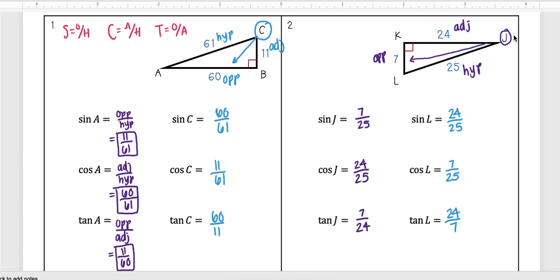Again, just to re-explain the process I went through, when I was doing all of my J's, I circled my J angle. I first looked to see which one's the hypotenuse, and I labeled that as the 25, since that's the side opposite of that right angle. I then labeled my opposite side by drawing an arrow from J and seeing which side is opposite of it. And then that remaining side is my adjacent. And then I use those labels to then write in my ratios.